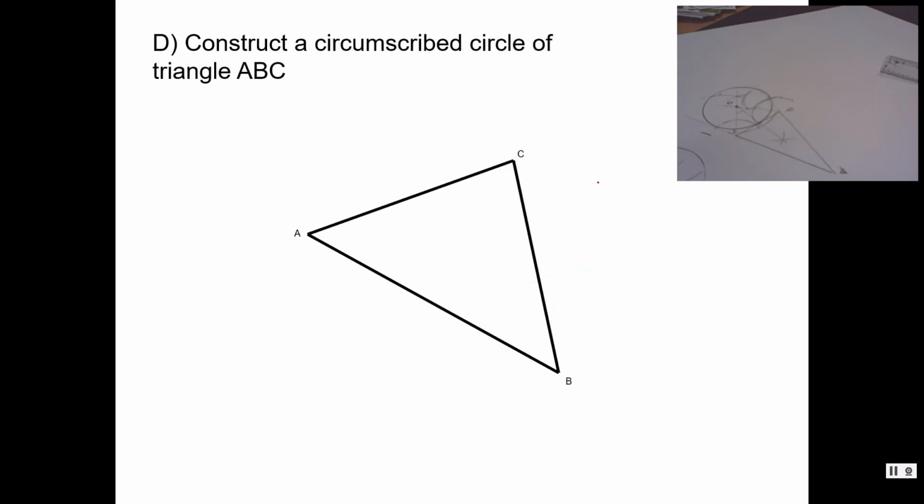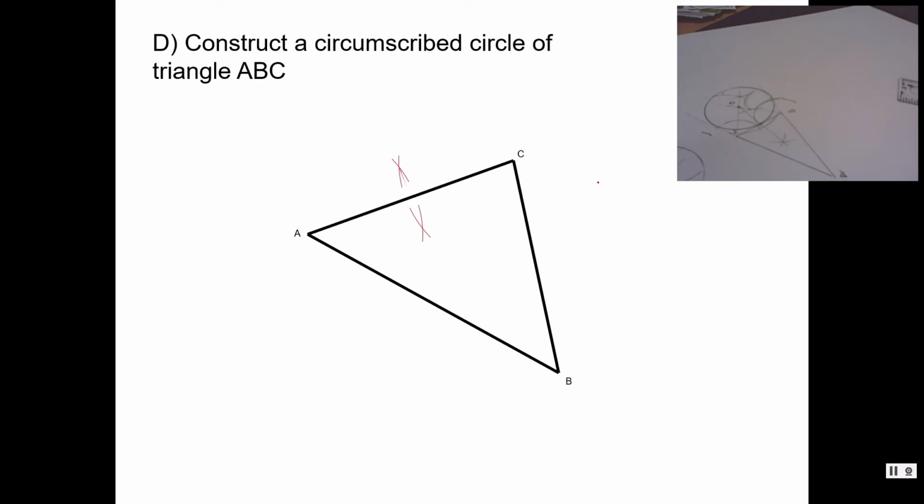And then we have: construct a circumscribed circle of triangle A, B, and C. For this one, the circle will go through points A, B, and C. Actually, this is similar to activity A, but this one is in the circle. So what you need to do first is bisect between line A and C, and then line C to B.